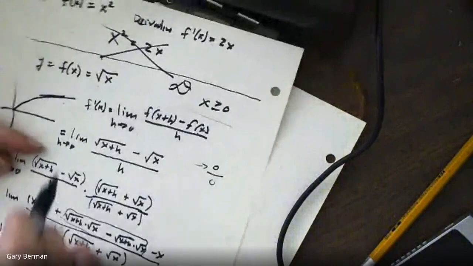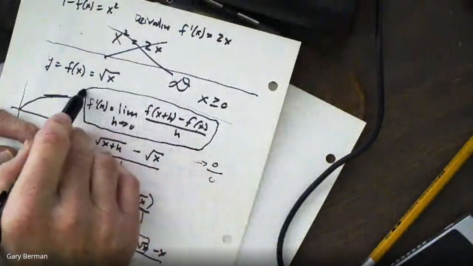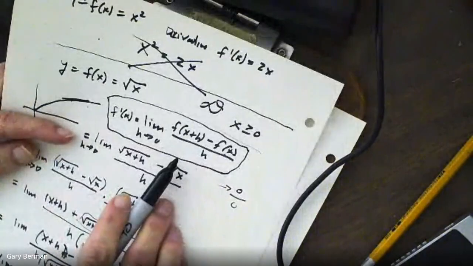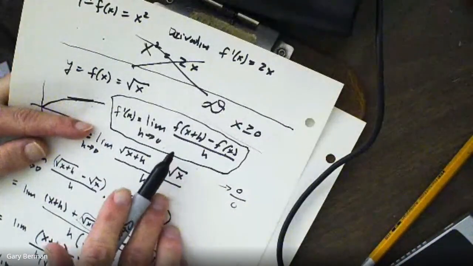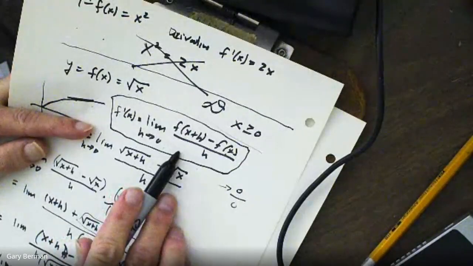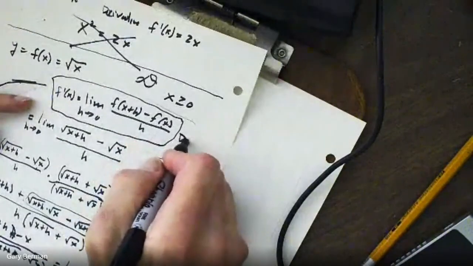Let me repeat. When we work out these problems directly from this, we call this getting the derivative from the definition. This thing here now becomes what we call the definition of the derivative. This limit, that's the definition.